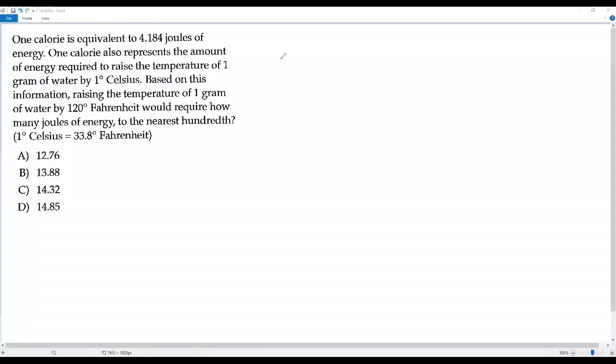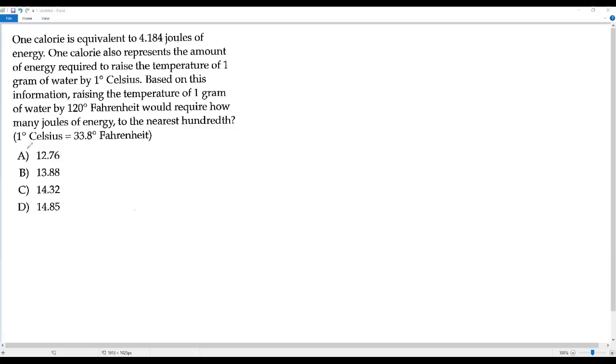Here, I have a SAT math question. Okay, let's go with the information. 1 calorie is equivalent to 4.184 joules of energy. 1 calorie also represents the amount of energy required to raise the temperature of 1 gram of water by 1 degree Celsius. Based on this information, raising the temperature of 1 gram of water by 120 degrees Fahrenheit would require how many joules of energy to the nearest hundredth?